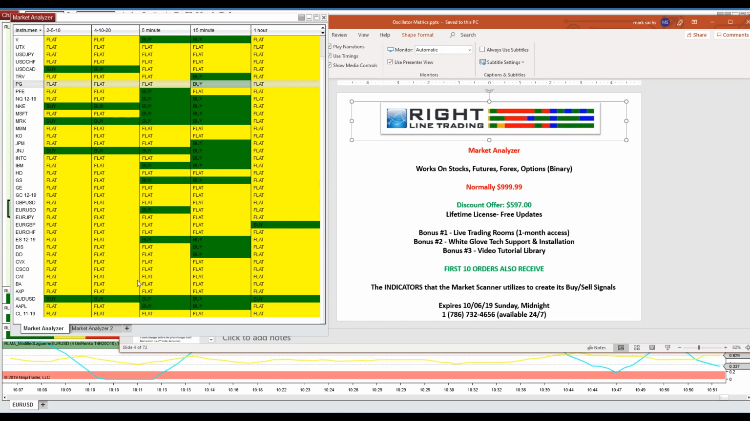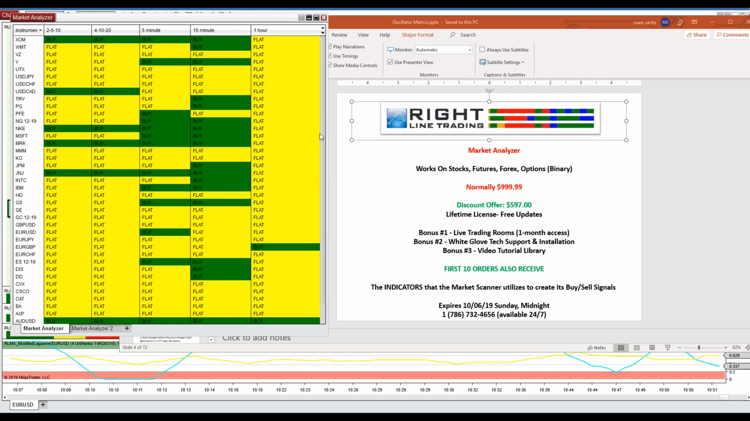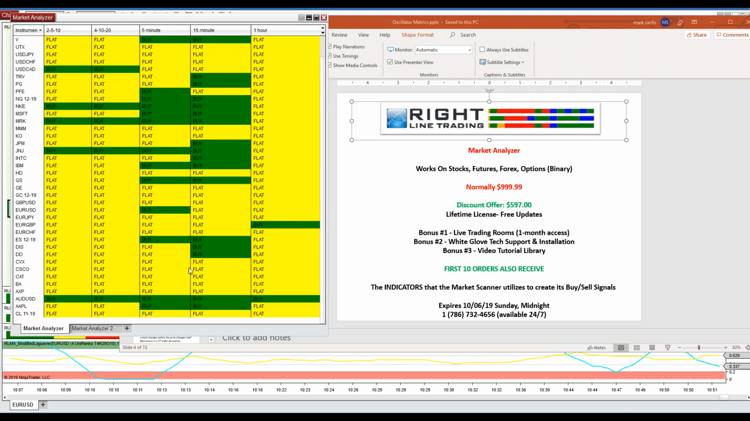Stay away from the yellow. That's chop. The green is a trending market. That's where your potential low risk entries are, or red. Right now, the market's strong, so all we're getting are buy signals. Now, let me see if there are any questions.